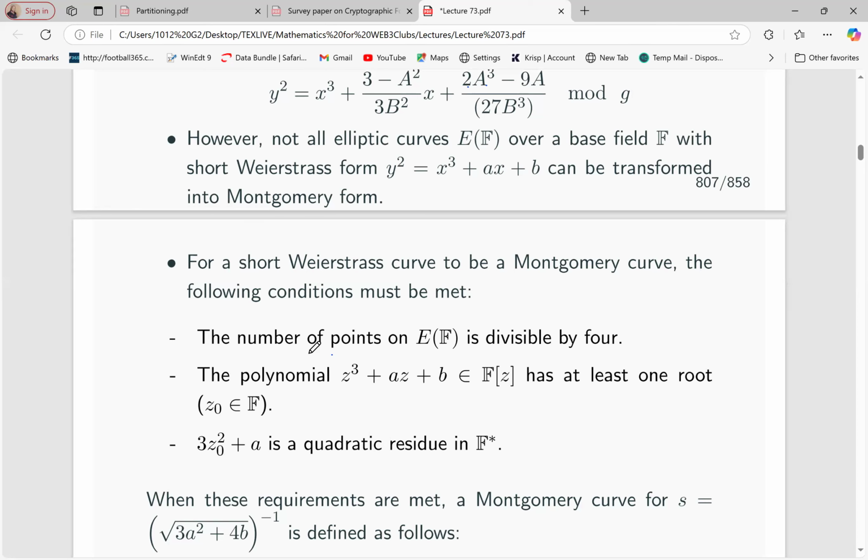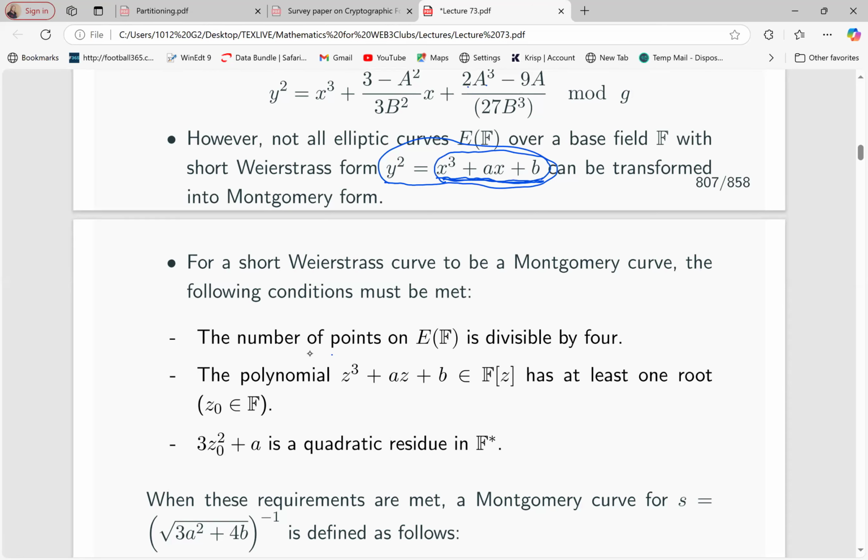So the second condition is, this was our Weierstrass form. Now, if you just take the equation on the right side and equate it to 0, can you find the value of x?